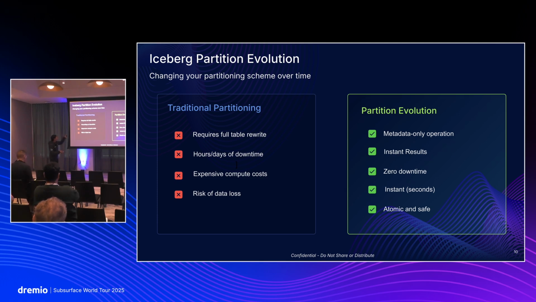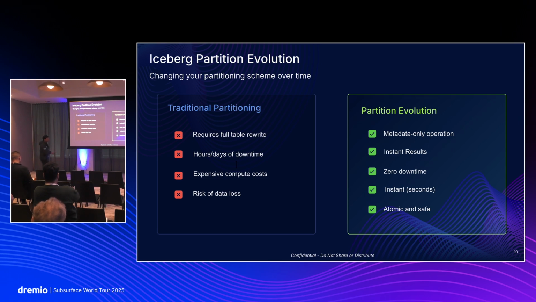So if this was traditional partitioning on Hive Parquet or something, obviously it's a full table rewrite. It's downtime, which is very hard to get in production. Everybody knows that. And then obviously a lot of compute costs, and there's always a risk of data loss, right? You don't want to go drop some wrong partition and you can't even roll back, right?